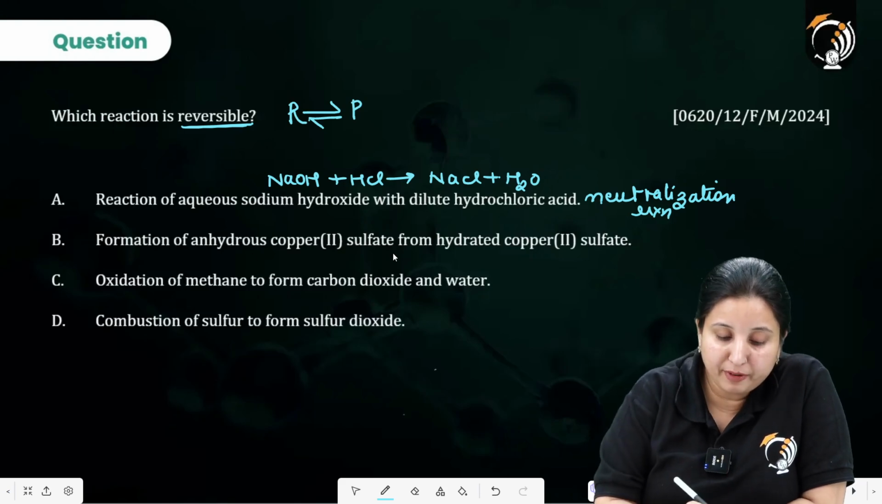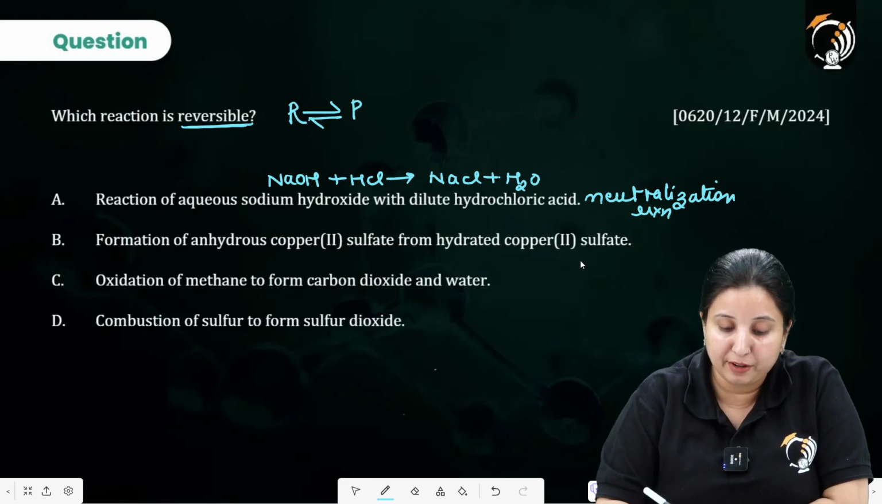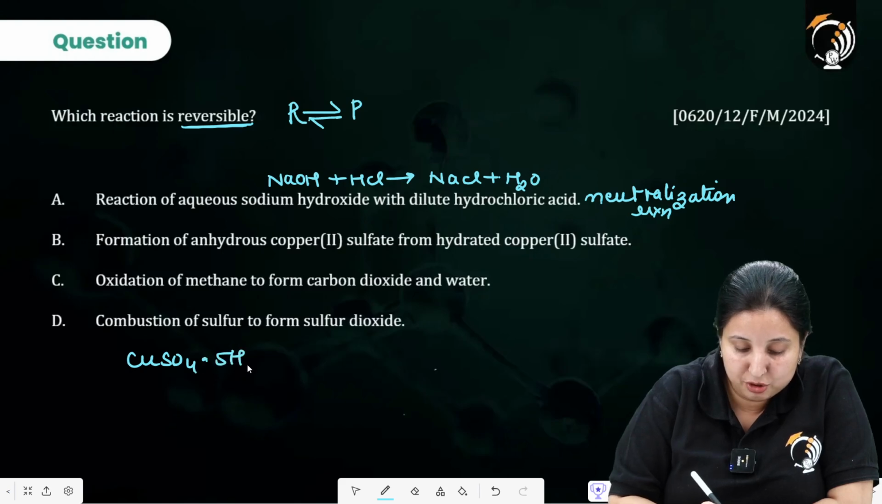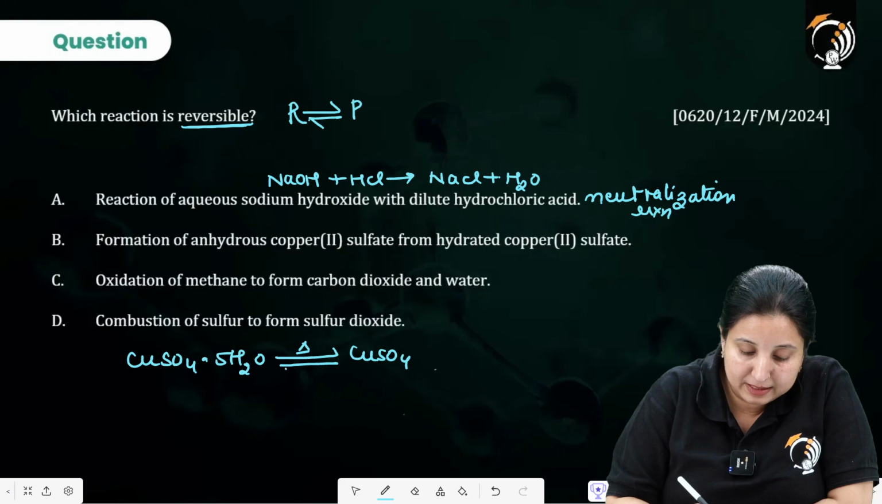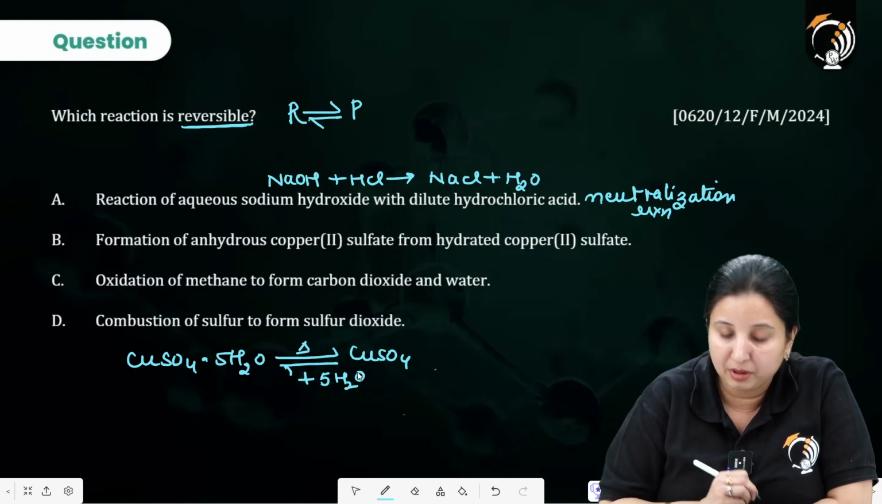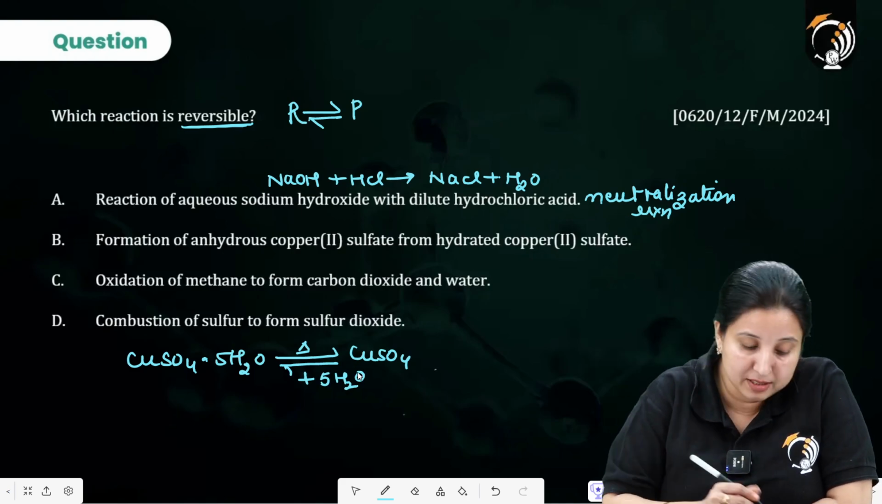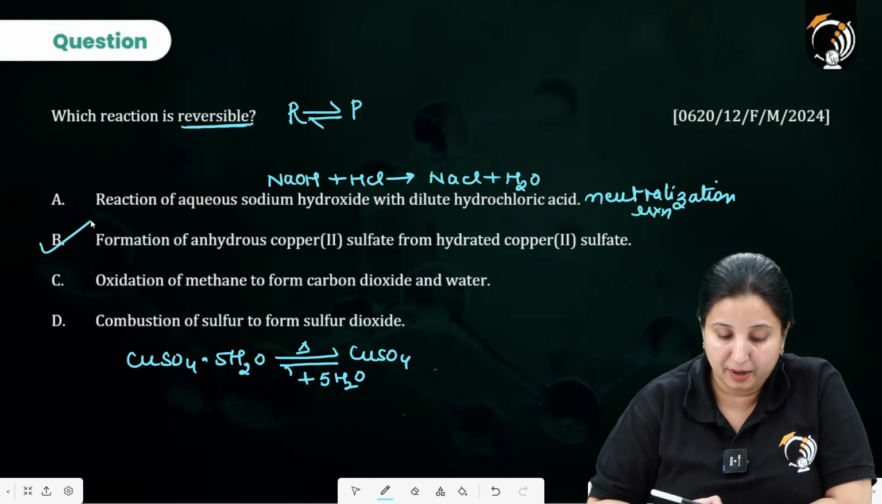Then formation of anhydrous copper sulfate from hydrated copper sulfate. Now look, basically if I talk about CuSO4·5H2O, if I am going to heat it, it is going to convert into CuSO4. But at the same time, if I am going to put water in that, it is again going to convert into a hydrated form. Now the question is asking us which one is reversible. So option B is going to be my answer.